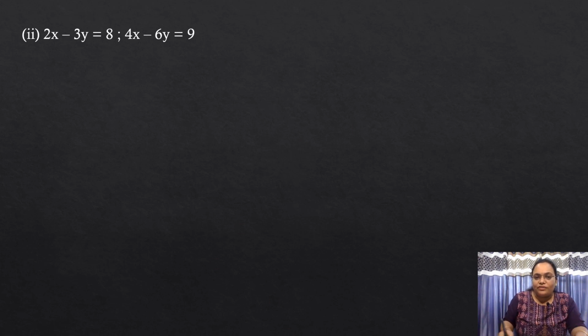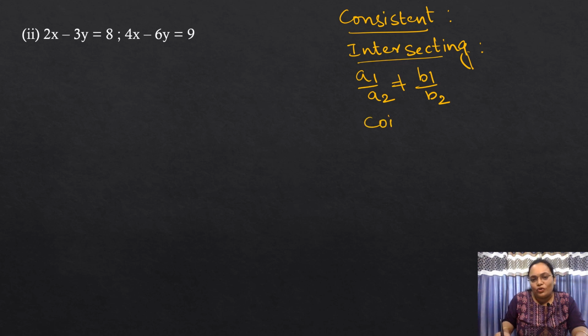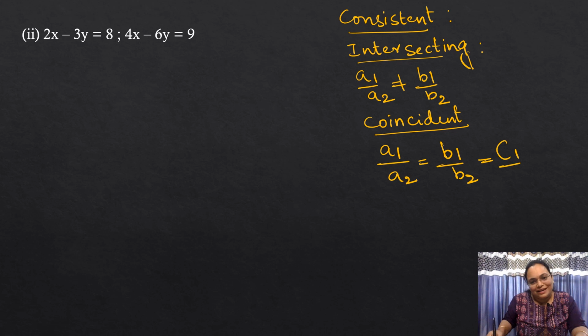So, let us quickly write it. First, we have consistent. Yes? Inconsistent, we have intersecting. And what is the condition for intersecting? A1 by A2 is not equal to B1 by B2. And the next we have coincident. So what is the condition for coincident? A1 by A2 is equal to B1 by B2 is equal to C1 by C2.